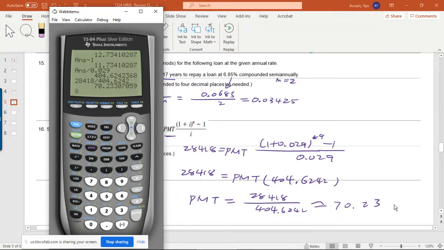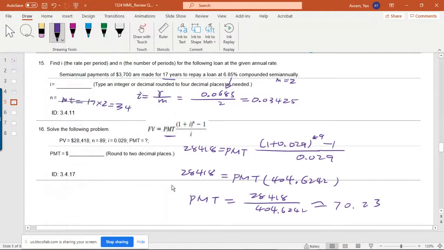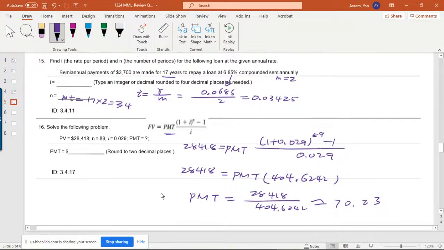All right, so that means that is your payment in here, right? But you have to pay what? 89 times in this case. Okay.